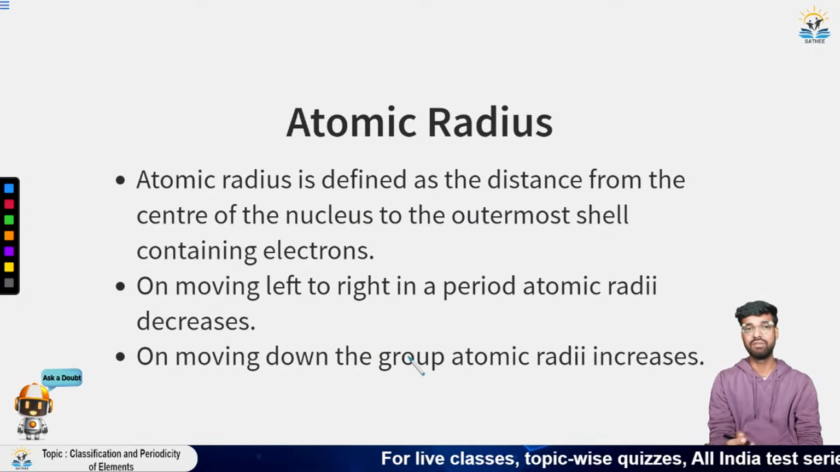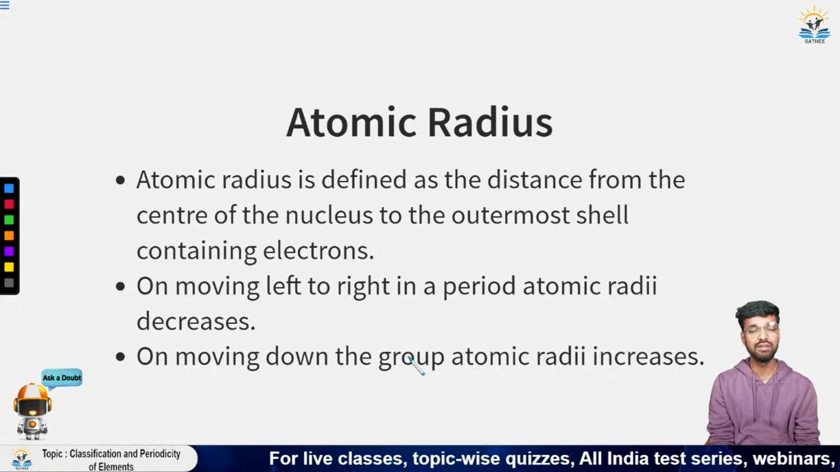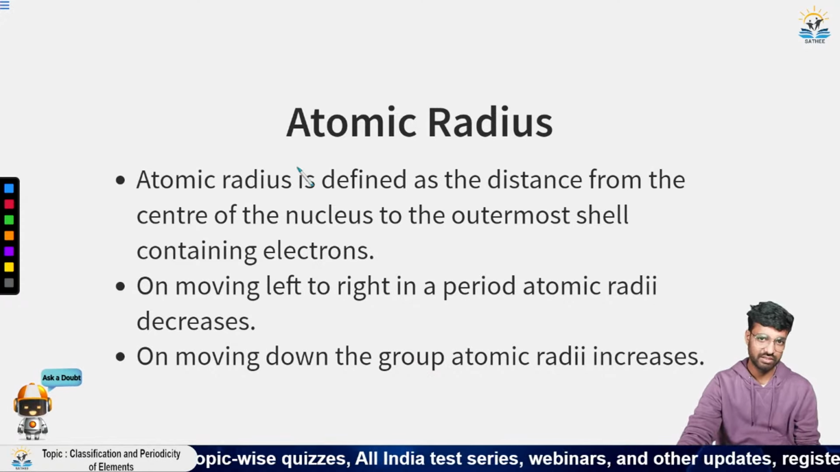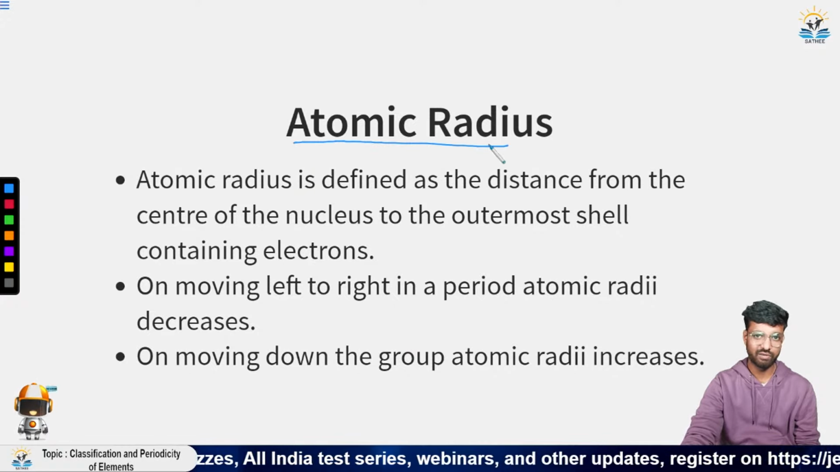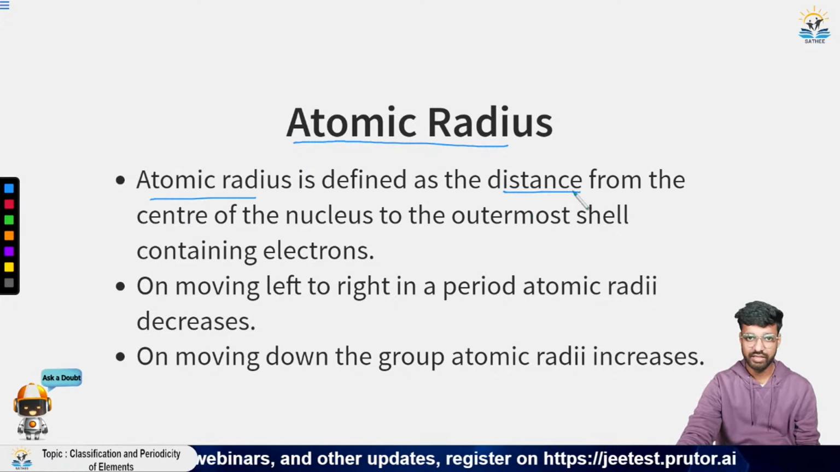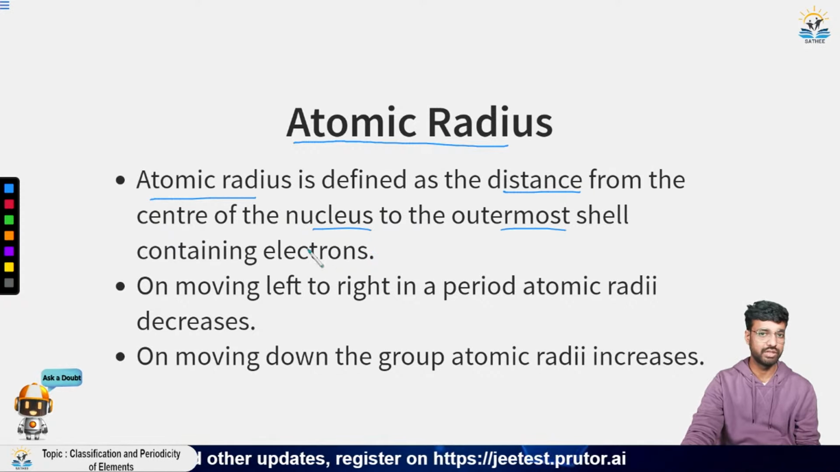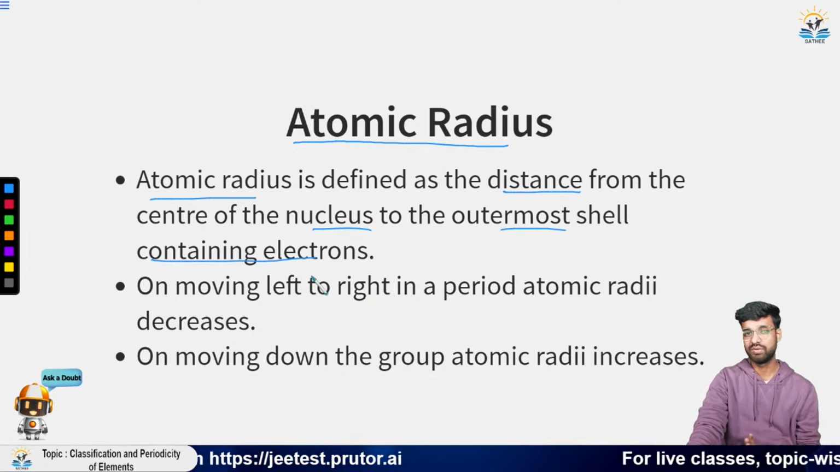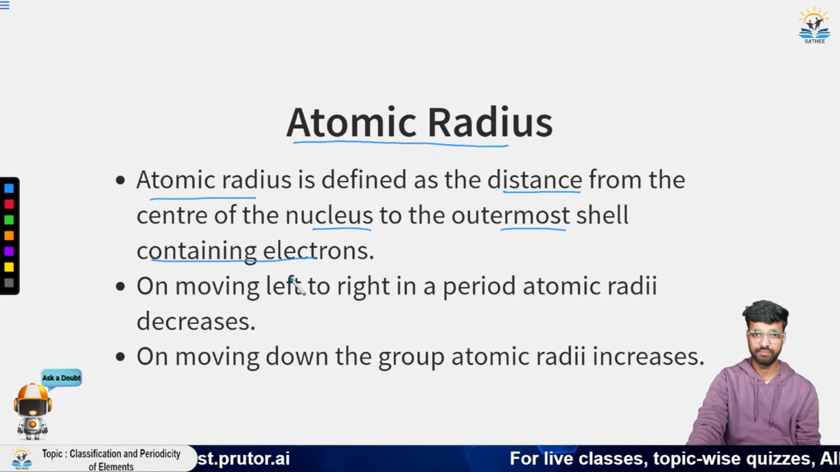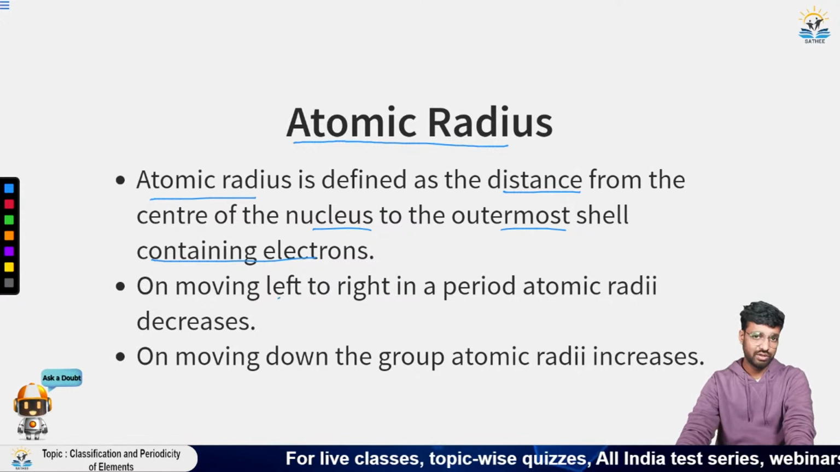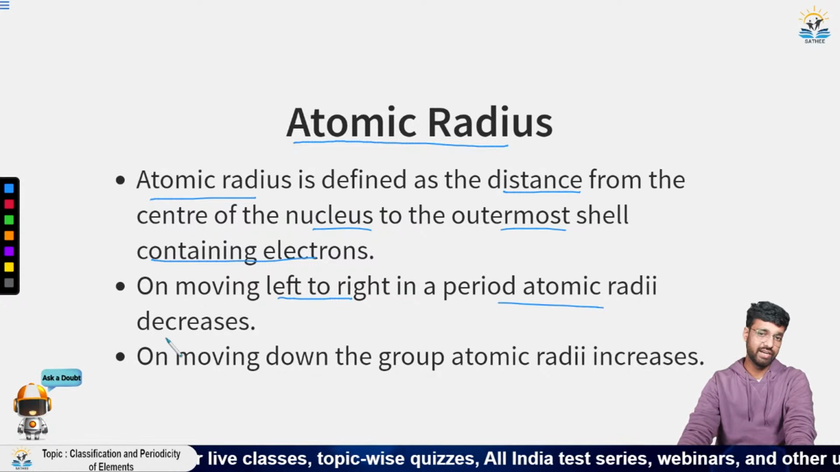Now let us see some of the physical properties or physical traits observed in the periodic table. We will start with the very simple one, that is atomic radius. What is atomic radius? It is the distance between the nucleus and the outermost shell. In simpler terms, it is the distance between the outermost shell and the nucleus. Now what trends does it follow? On moving left to right in a period, atomic radii decreases.